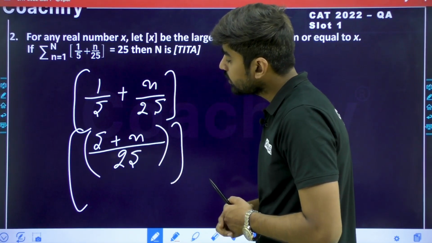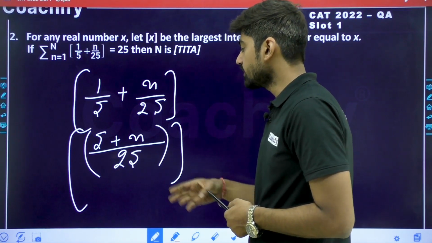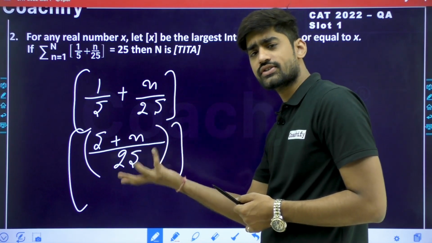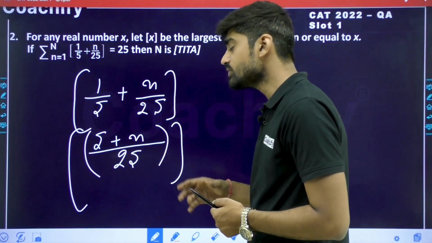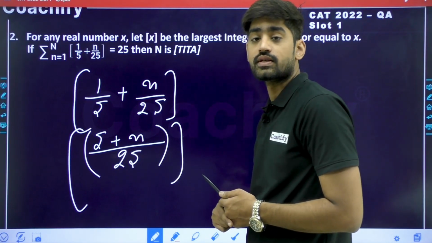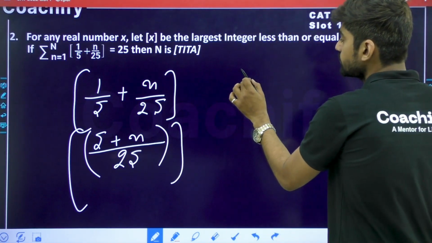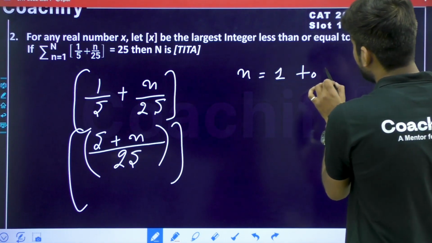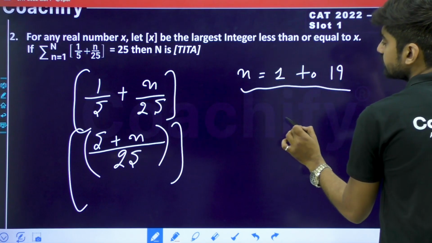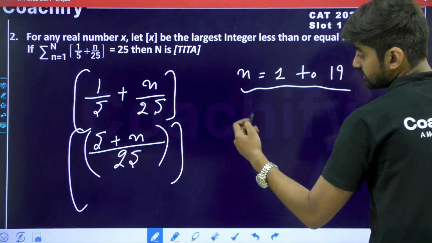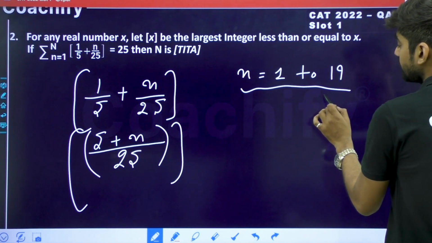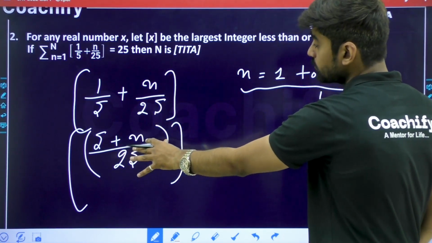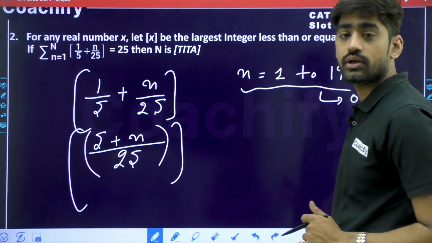So for all the values lesser than 20, let's say we keep n equal to 1, this becomes 6 upon 25, the value is 0 point something. For all the values less than 1, the result will be equal to 0. So for all the inputs n equals 1 to 19, the result of this greatest integer function is straight away equal to 0. There is 0 output for all the inputs 1 to 19.